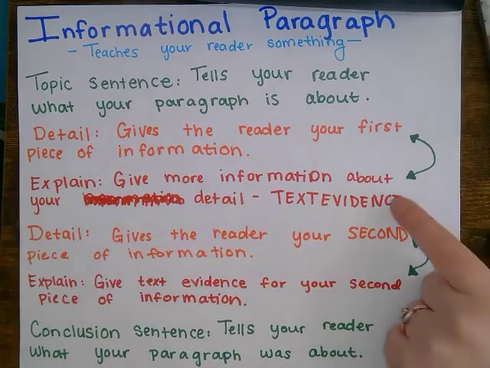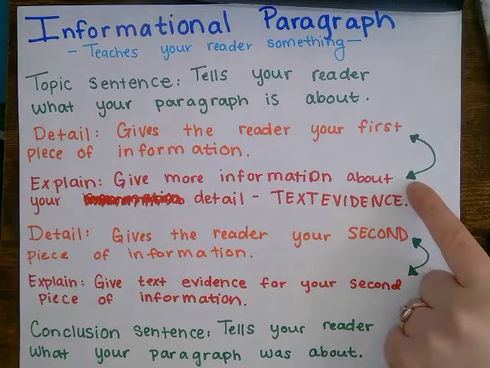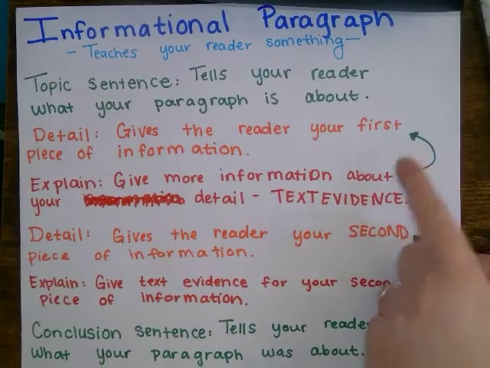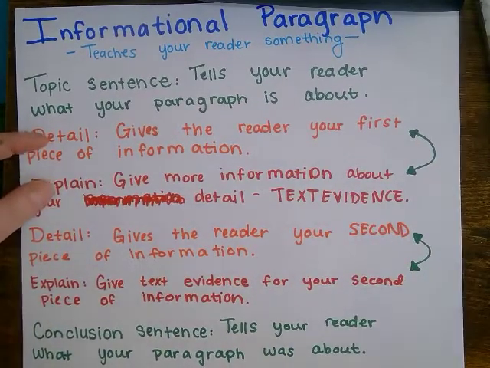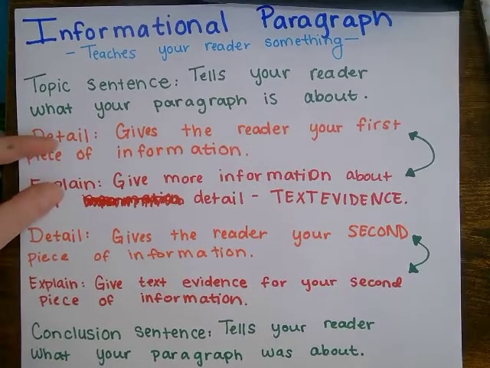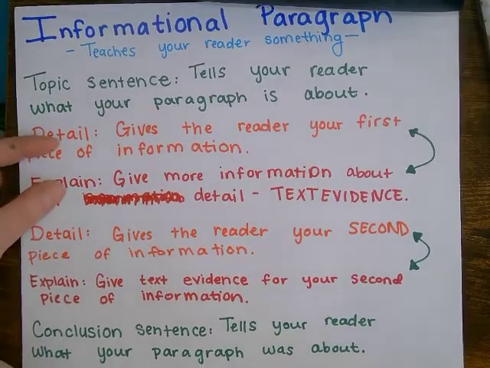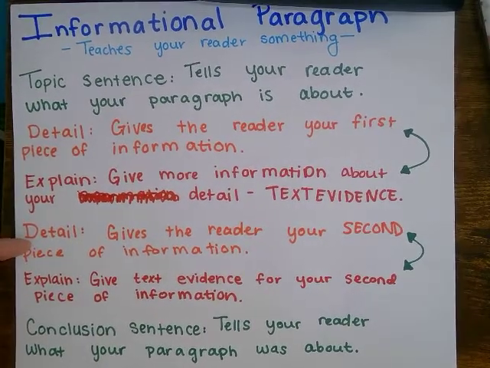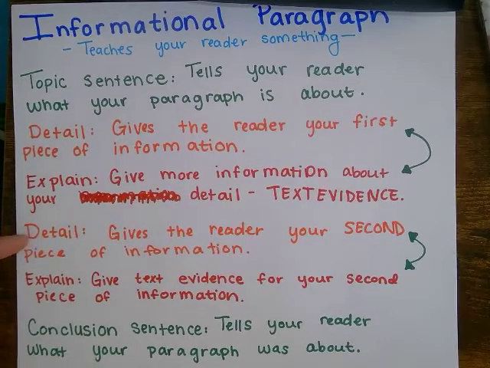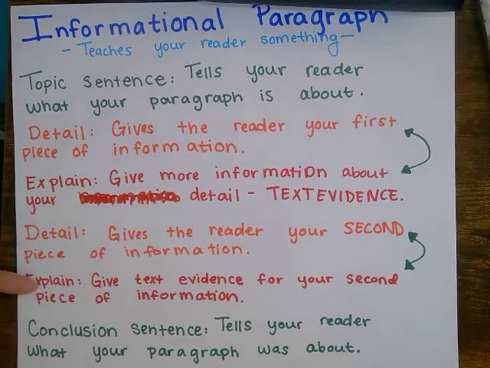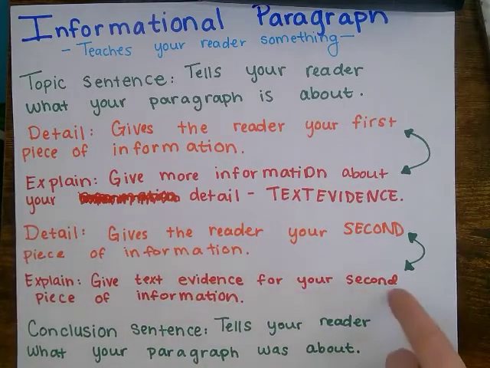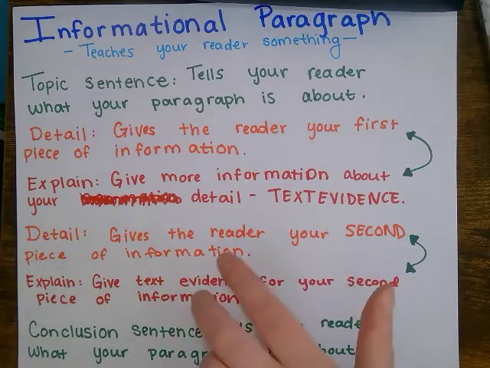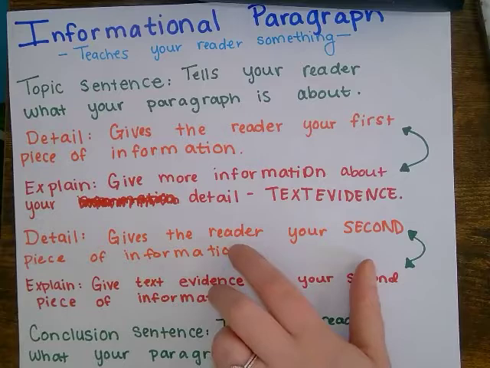Okay? And then we're going to have an explain, where you give some more information about your detail and add your text evidence. I've drawn an arrow here to help remind you that this first detail and this first explain go together. In these 2 sentences, you're talking about the same piece of information. Next, you're going to share another detail. So give the reader your second piece of information. Then you're going to give some text evidence with a little bit more information about that fact.